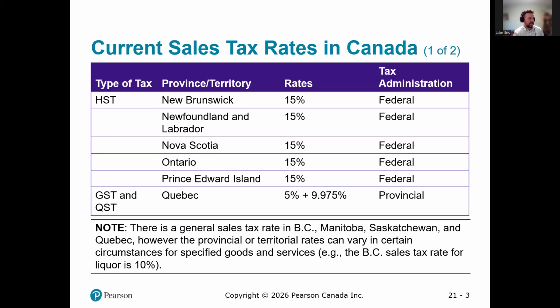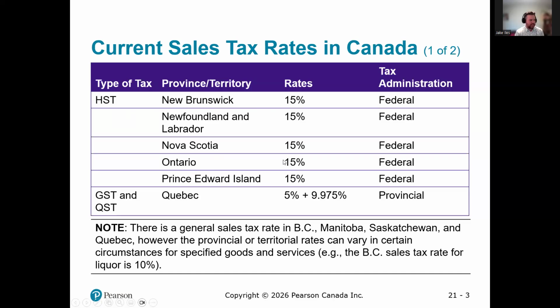So I think the next slide goes through, yeah. The next slide goes through the actual sales tax rate that applies in each territory or each province, sorry. The East Coast provinces, New Brunswick, Newfoundland, Nova Scotia, Prince Edward Island, and Ontario, use the HST.